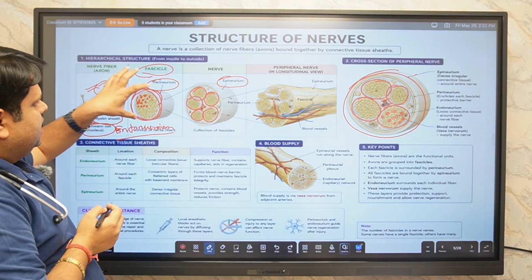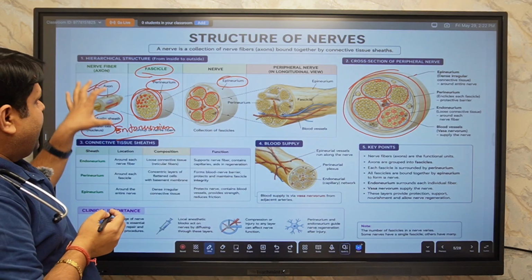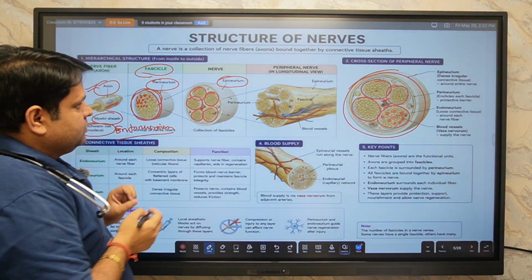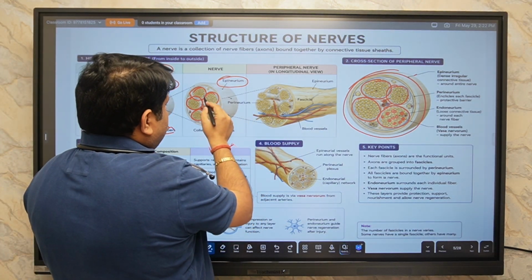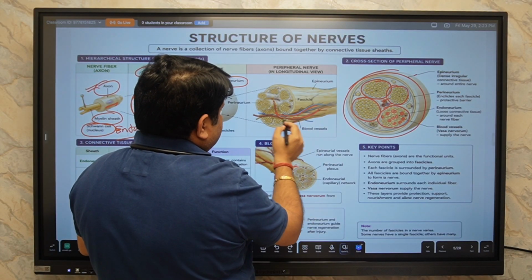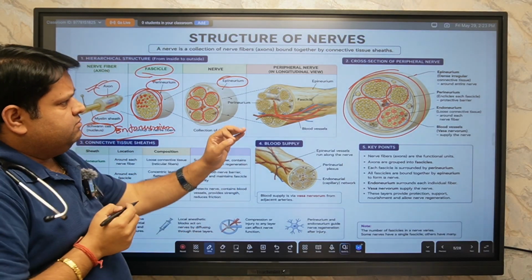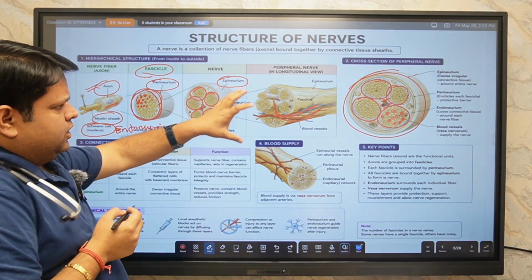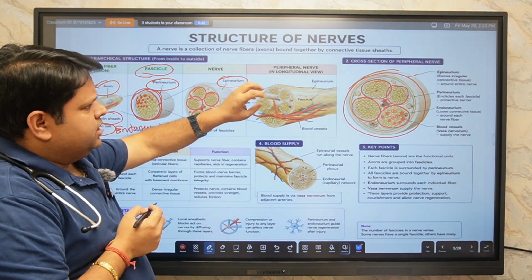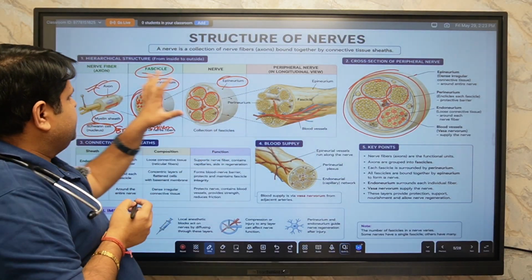Perineurium covers the fascicles, and endoneurium covers the axon or the nerve fiber. In between the fascicles there is a neurovascular bundle, arteries and veins, which supply the nerve and supply nutrition to the nerve fiber. So this is basically the cut section of the nerve and the structure of the nerve.